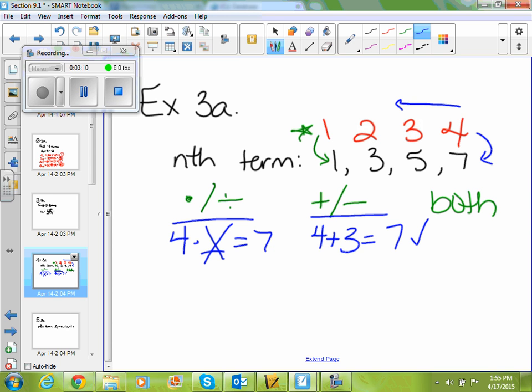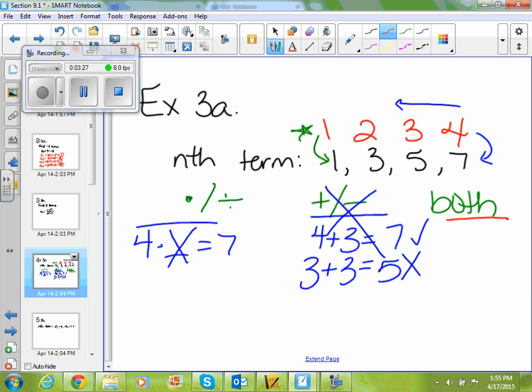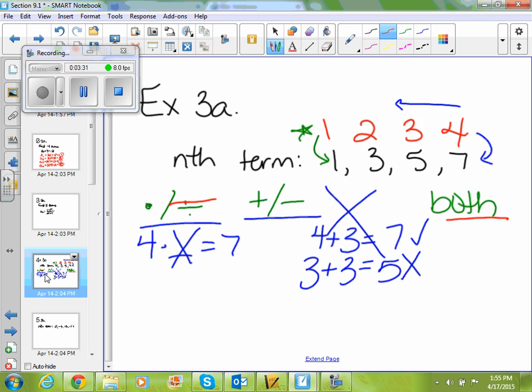Okay, so I know that works for this one, so then you work your way backwards to check the rest of your terms. So if I check 3, 3 plus 3 is supposed to equal 5. Does 3 plus 3 equal 5? No. So I know adding and subtracting doesn't work. So then I know that I'm going to try a combination of both and see if I can find some combination of adding and subtracting and some combination of multiplying and dividing that works.